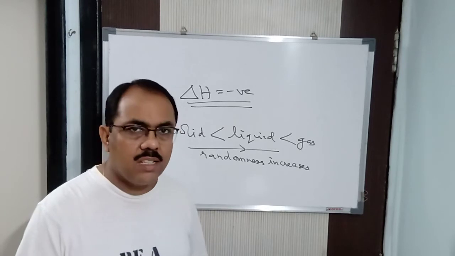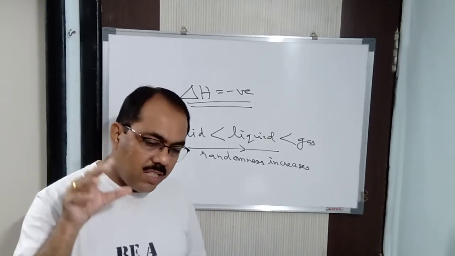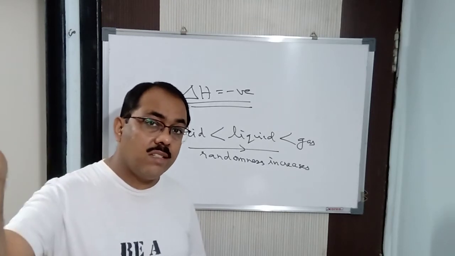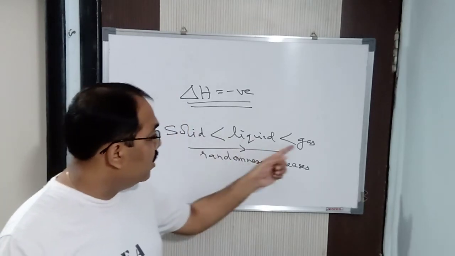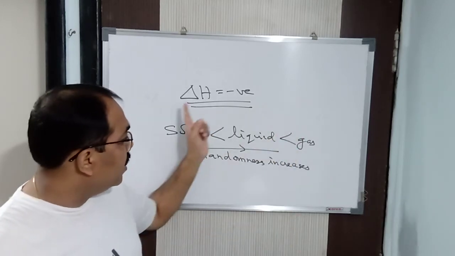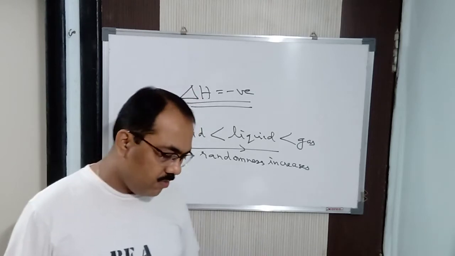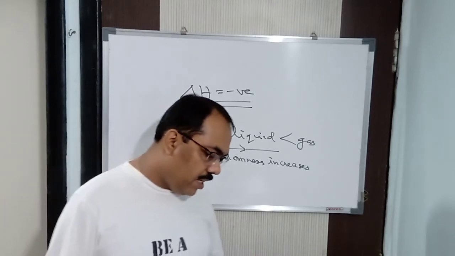But sublimation is an example of increase in randomness, because in case of sublimation, the substance changes from solid state to gaseous state. So there is an increase in randomness. But in case of solidification, it changes from gaseous state to solid state. There is a decrease in randomness. Alright, fine. Next is chemical decomposition.